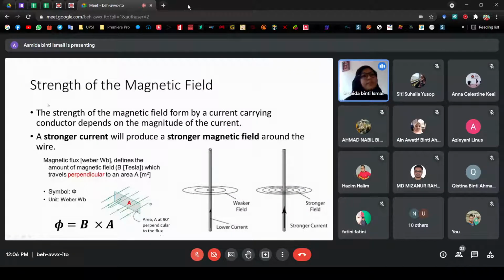Strength of the magnetic field. The strength of the magnetic field formed by a current carrying conductor depends on the magnitude of the current. A stronger current will produce a stronger magnetic field around the wire. So kalau you punya wire, kalau you punya current dia besar, means that your magnetic field ni lagi banyak lah. Lagi banyak dan lagi stronger.